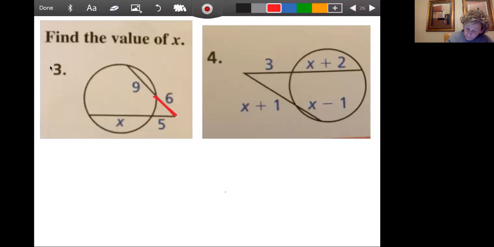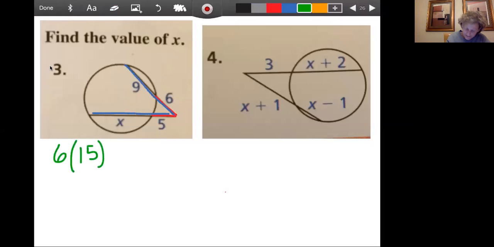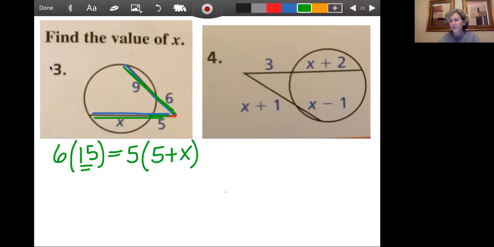Outside is 6. The whole thing is 6 plus 9. The outside of this one is 5. The whole thing is 5 plus x. All right, so let's write that out. We have outside times the whole, that's 6 times the whole thing, 6 plus 9, equals outside times the whole, 5 times 5 plus x. You see it? One more time. 6 times the whole thing, 6 plus 9, 15, equals 5 times the whole thing, 5 plus x.